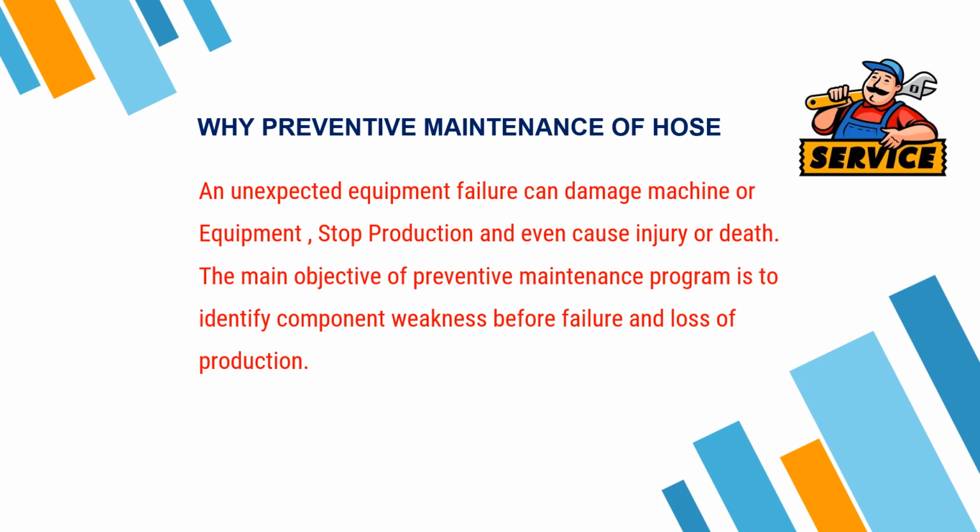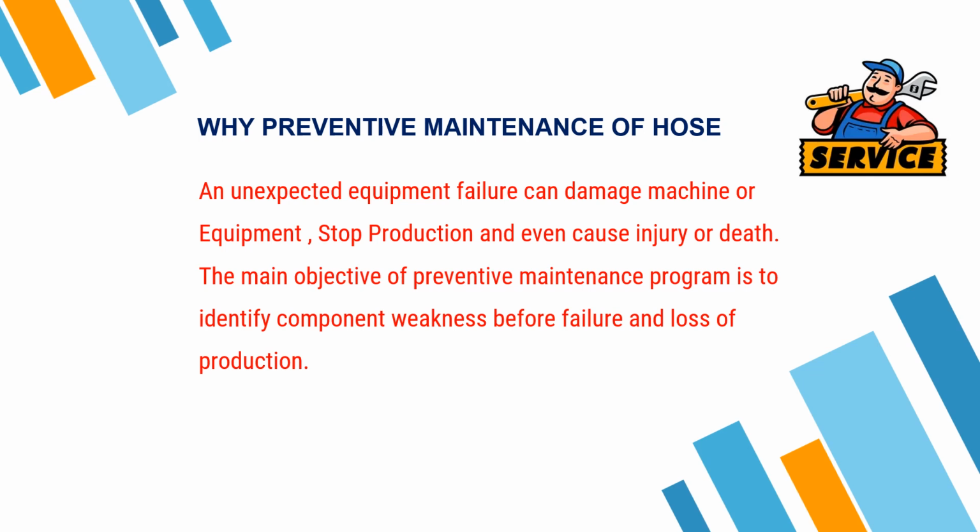An unexpected equipment failure can damage machine or equipment, stop production, and even cause injury or death. The main objective of a preventive maintenance program is to identify component weakness before failure and loss of production. That's why the preventive maintenance of the hose is very important, like other equipment.